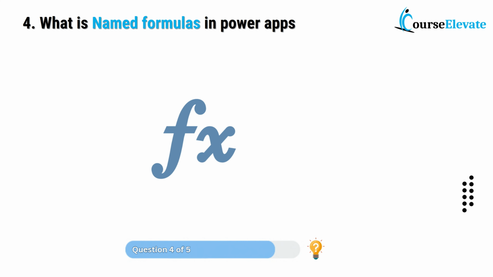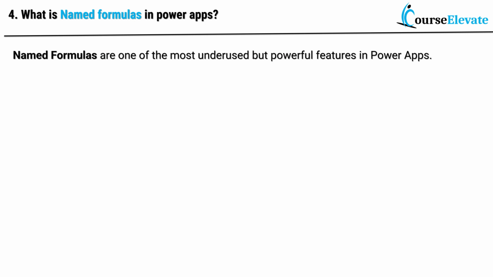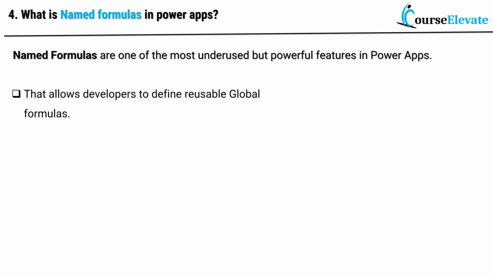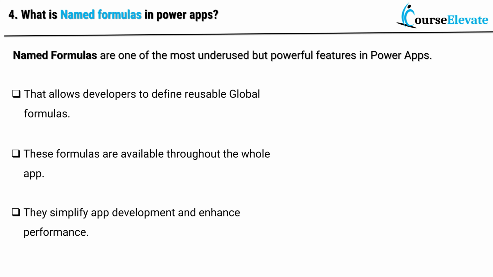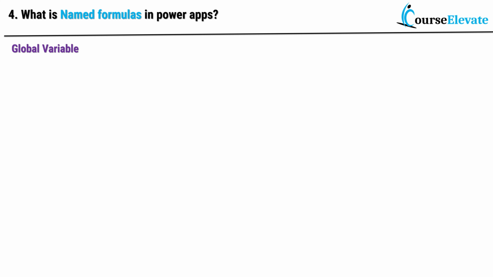Our next question is about named formulas in Power Apps. Named formulas are one of the most underused but powerful features in Power Apps. They allow developers to define reusable global formulas. These formulas are available throughout the whole app. They simplify app development and enhance performance. They are more powerful than global variables. So let's analyze named formulas and global variables.